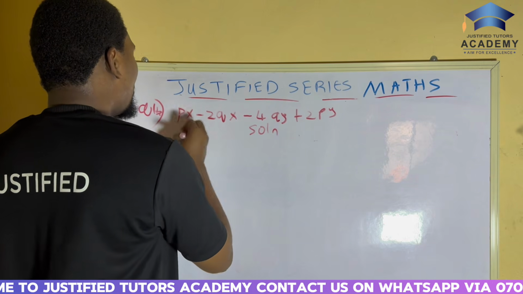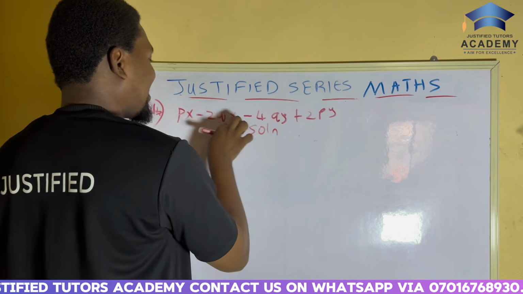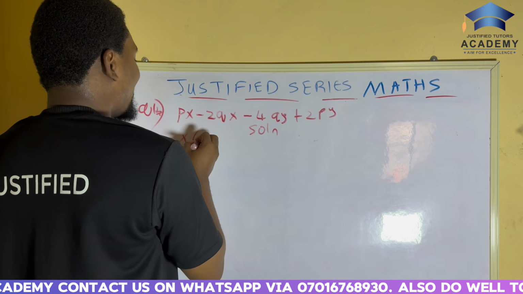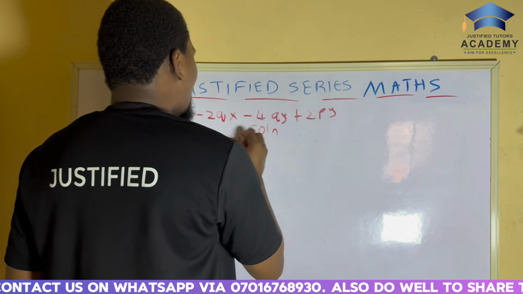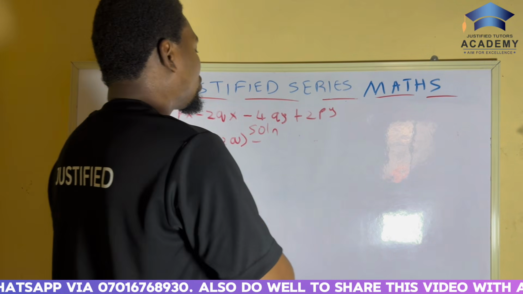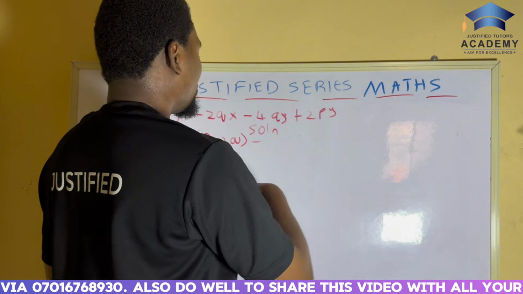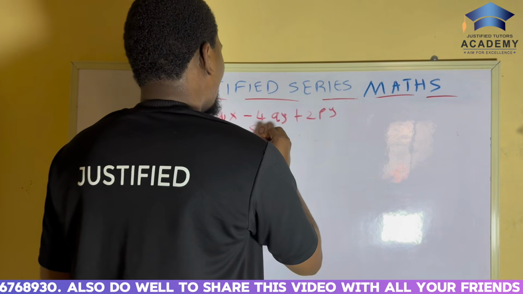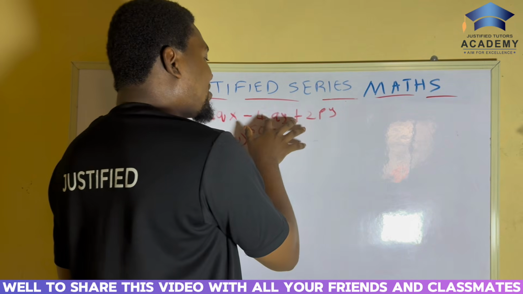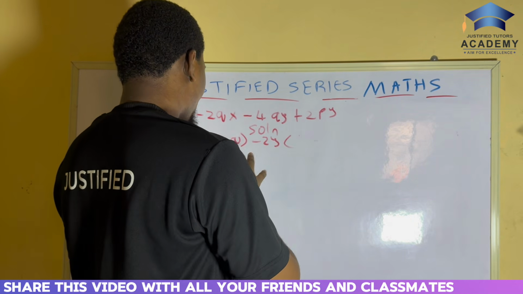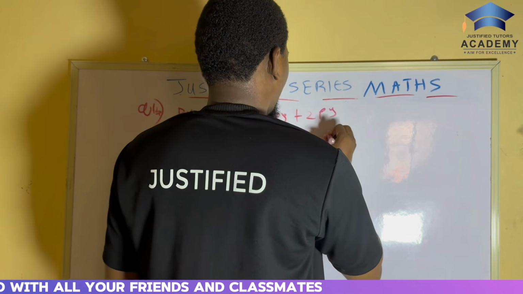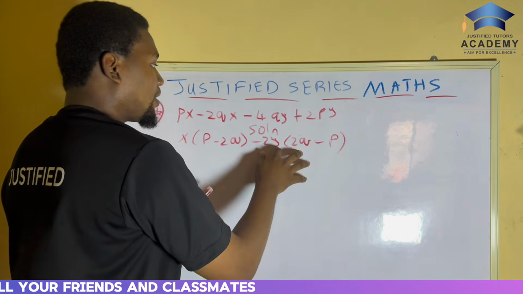So the like one here is X, the like one here is Y. So bringing out X here, we have X open bracket P minus 2Q. And here we have the like term to be Y, but there is also 2 here that is common. So we'll bring out minus 2Y. When you bring out minus 2Y from this, you'll be left with 2Q minus P. True or false?